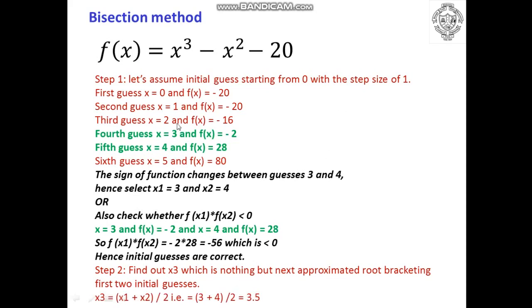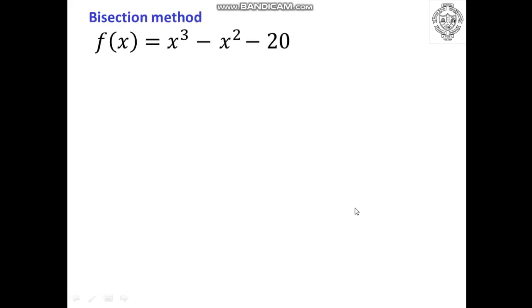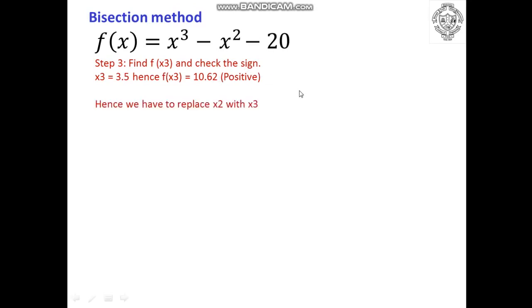So what we have to do is consider the formula to find the midpoint as x1 plus x2 divided by 2, that is 3, which is x1, plus 4, which is x2, divided by 2. The answer is 3.5. Now we have to observe the sign of f of x3. We know that the value of x3 is 3.5. We find f of x3, which comes out to be 10.62. Now since it is positive, we have to replace x2 with x3.